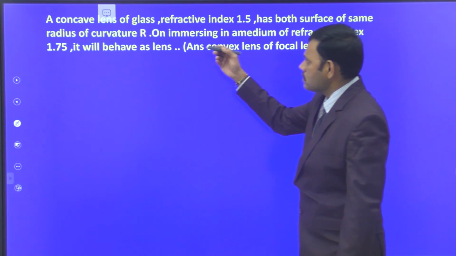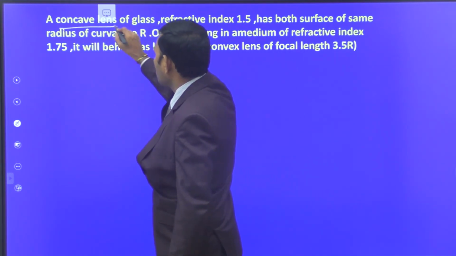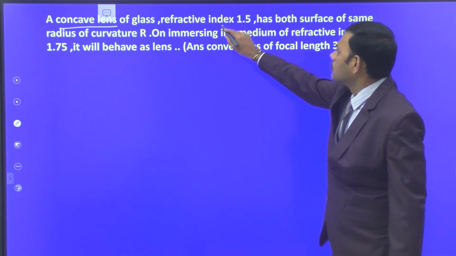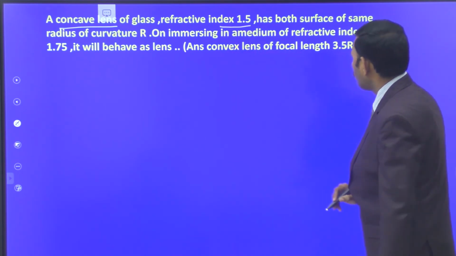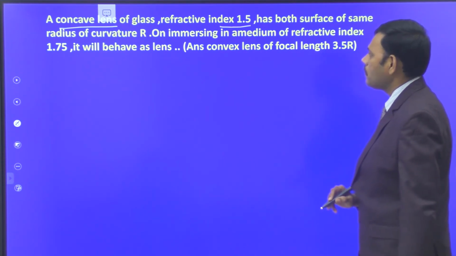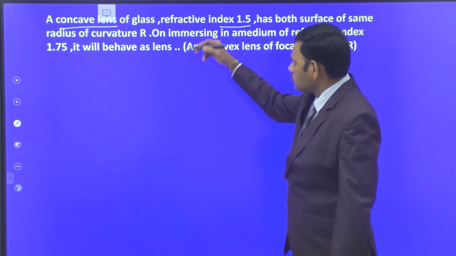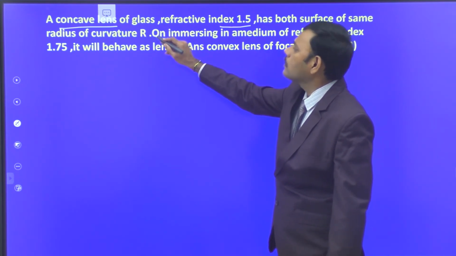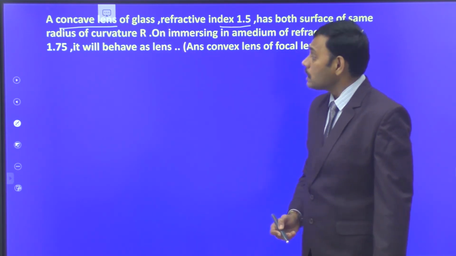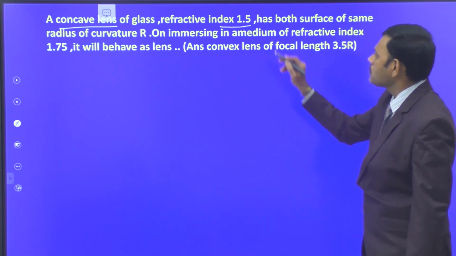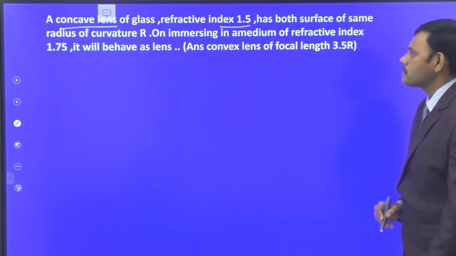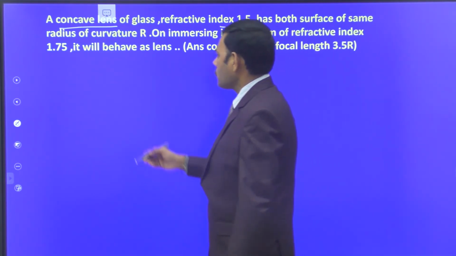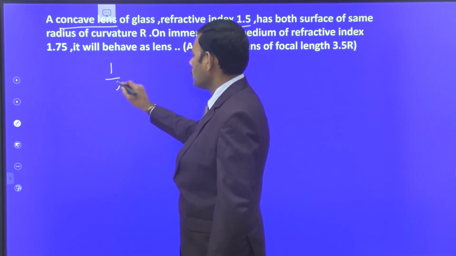A concave lens, this is the concave lens of glass, refractive index of the concave lens medium is 1.5, has both surfaces of the same radius of curvature. So it is said to be an equi-concave lens. The radius of curvature is the same on both sides of the concave lens. It is known as an equi-concave lens. On immersing in a medium of refractive index 1.75, it will behave as a lens. Here actually the lens maker's formula is 1 by f.